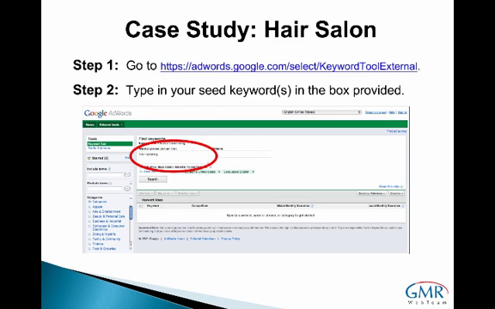Now, let's take a look at a business case study. In this instance, we will be researching keywords for a hair salon. First, go to the Google AdWords website, which is one of the free keyword research tools we provided earlier. A web page like the one shown below will appear in your browser. In the box provided, type in your seed keywords.